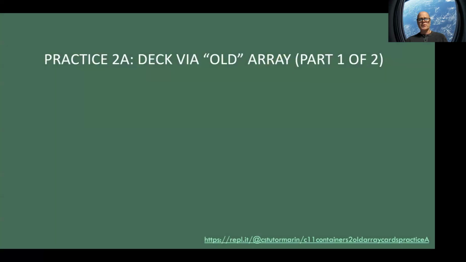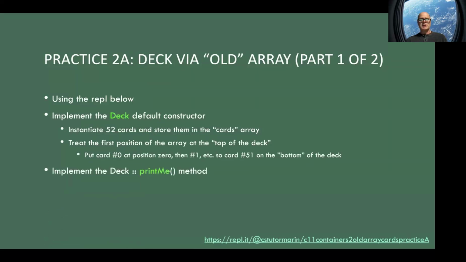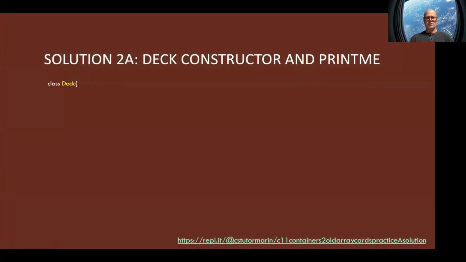So let's go through this one together. I'm going to give you the code here because I know this is going to wear everybody down. But consider that the first position of the array is at the top of the deck, okay? So we want to put card 0 at position 0, card 1, etc. So 51 is on the bottom. And then we're going to print these things out, okay? So we're going to start by printing from the top down. Okay, so I know I'm probably confusing you here, so let me give you a little help on this.